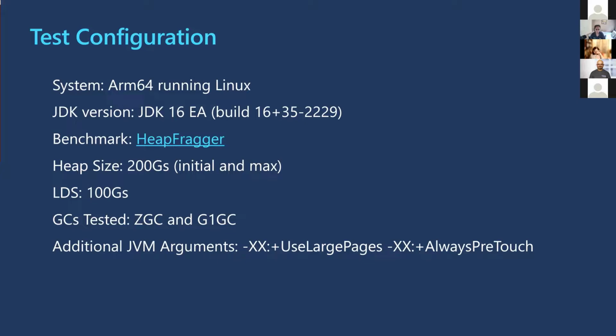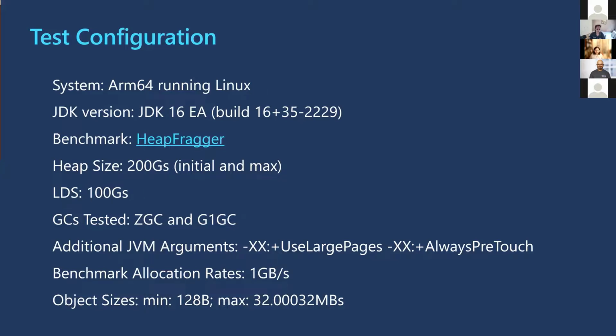If you use Heap Fragger, you would need to know the heap size and the live data set. And then I've just had two options here because I'm using 200 gigs. I just want to make sure I'm using large pages, and I'm also doing always pre-touch. Just very simple. And of course, the heap size, like I mentioned. One thing you can set with Heap Fragger is the allocation rate. So I've set it to 1 gigabytes per second.